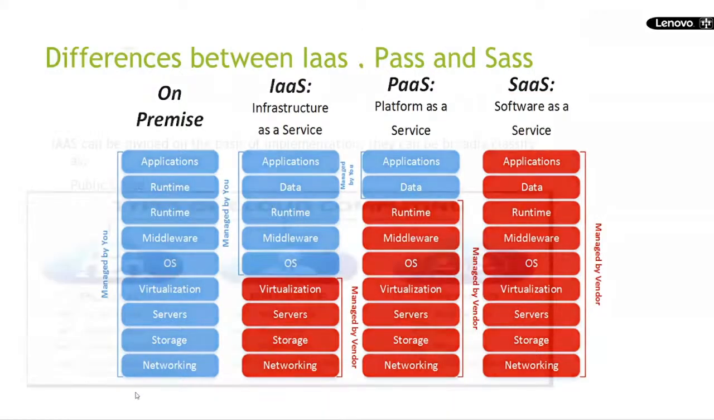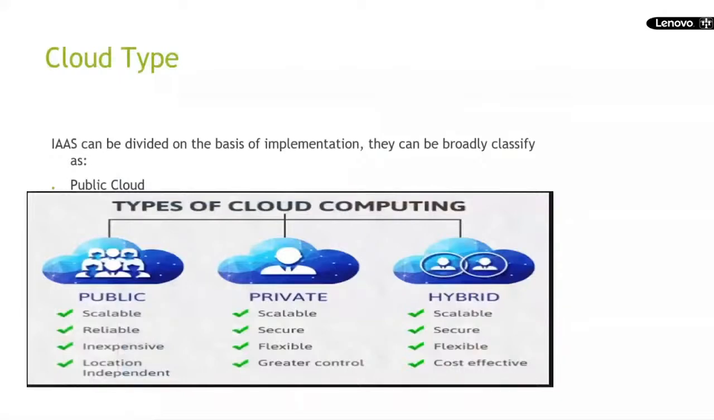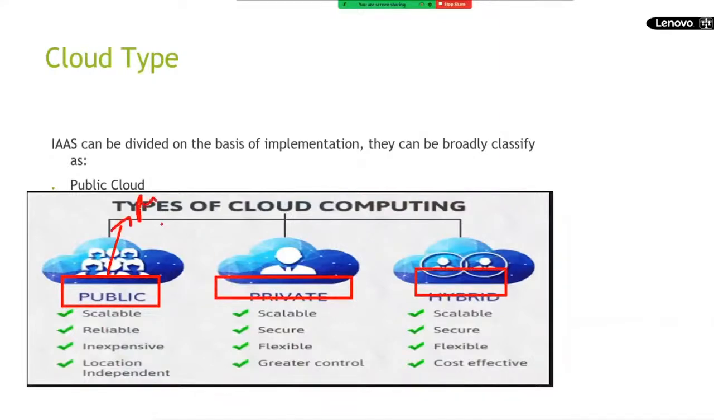Next, globally we have three types of clouds: public, private, and hybrid. What is public, guys? Public means the services or resources can be accessed from anywhere in the world. I am repeating: the resources that can be accessed from anywhere in the world are called public.